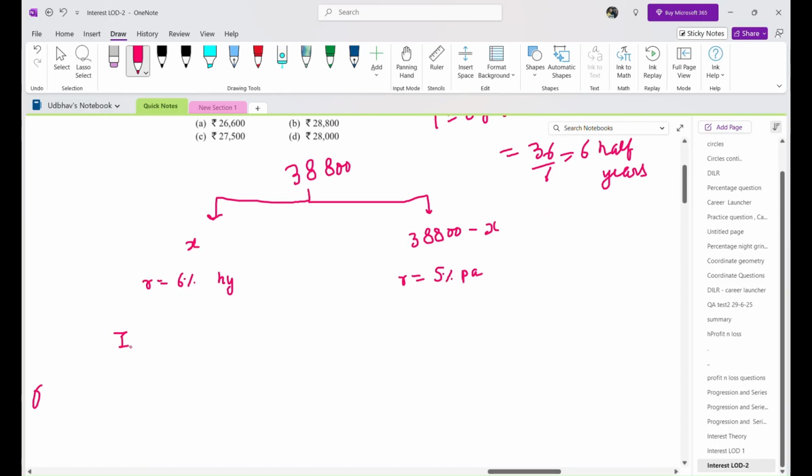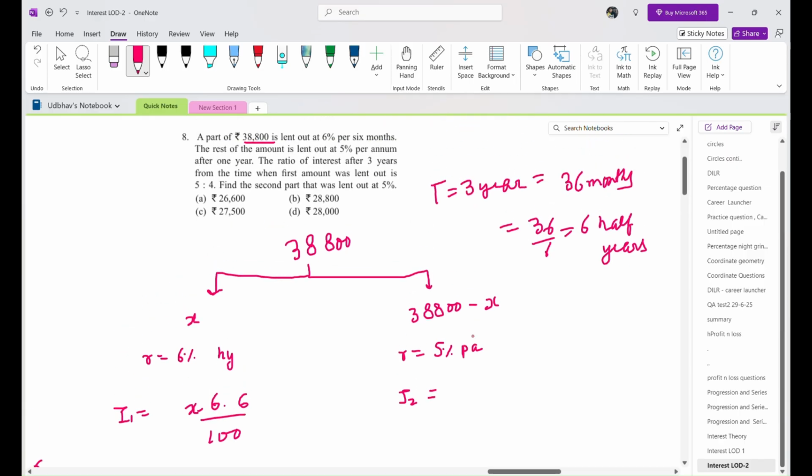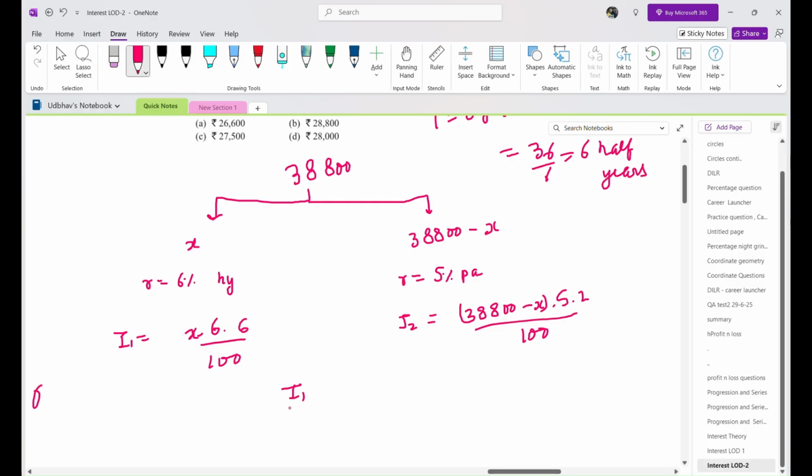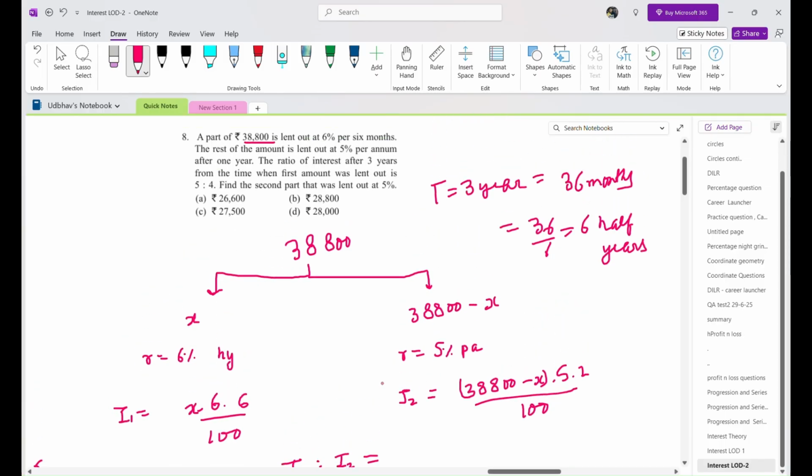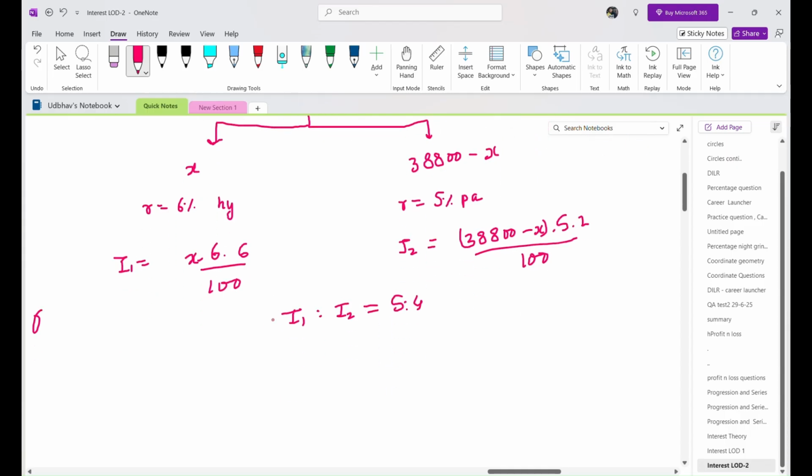So the interest here I1 will be x into 6 half yearly into 6 upon 100, and for interest I2 here the total time was 3 years, but after 1 year this was lent. So 3 minus 1, because for 1 year this was with us, and for the rest of the 2 years out of the three we lent it out. So we'll calculate the interest for only 2 years rather than 3 years at 5% upon 100, and we are given the ratio of I1 is to I2 equals 5 is to 4. You can just solve this now.